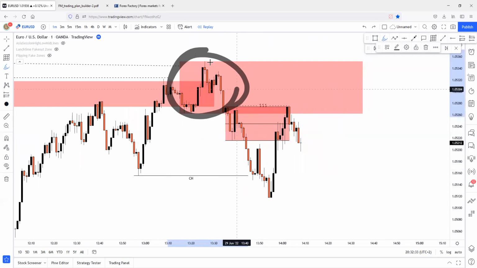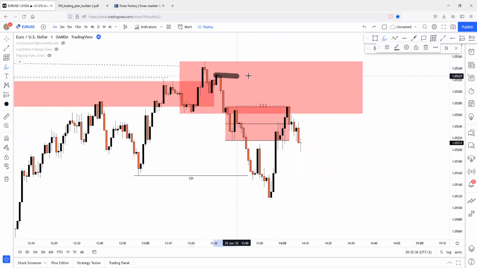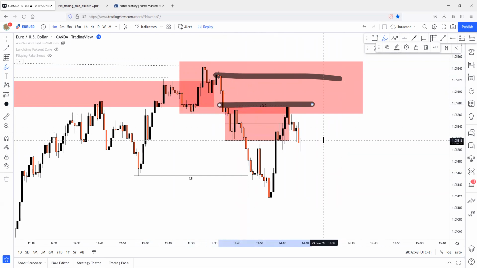Why do we need a confirmation inside of this supply? And why can't we just set a direct limit order on this supply zone, for example, after the liquidity sweep? If you raise your hand, you can answer the question. Kaizen, please. Is it the lunchtime? Yeah, exactly. This is a lunchtime zone.